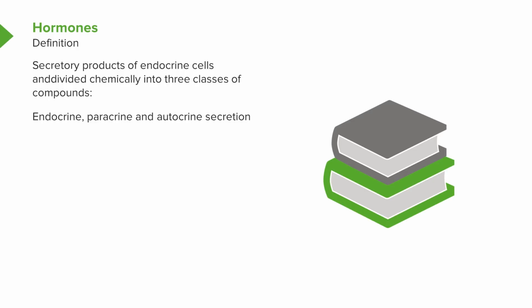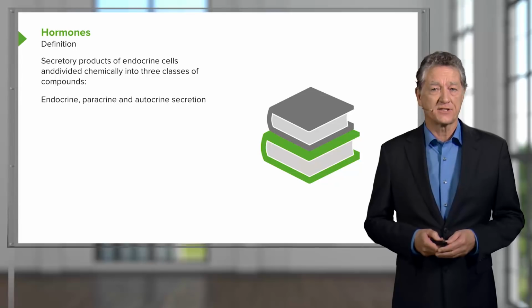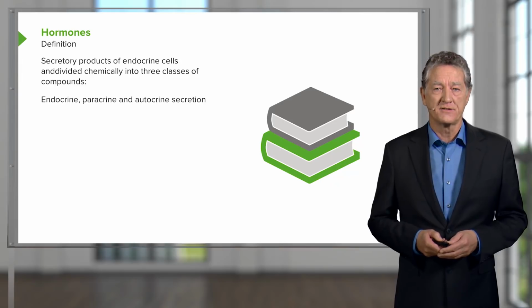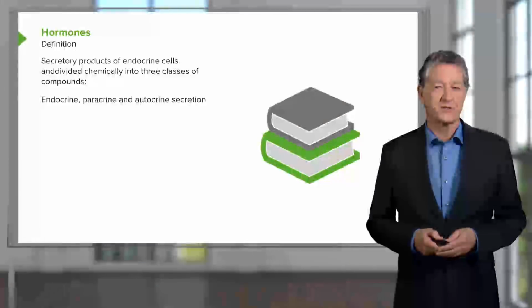Sometimes other cells, not part of the endocrine system, also secrete products that we refer to as being chemical messengers. Hormones can be classed chemically into three types that I'll go through in a moment. But I just want to make sure we know the difference between endocrine secretion, paracrine secretion, and autocrine secretion, and also exocrine secretion. In a separate lecture on exocrine glands, I explained that these glands are derived from epithelial surfaces.